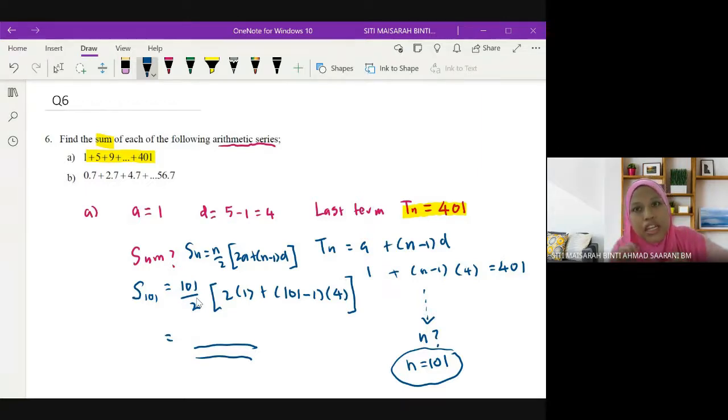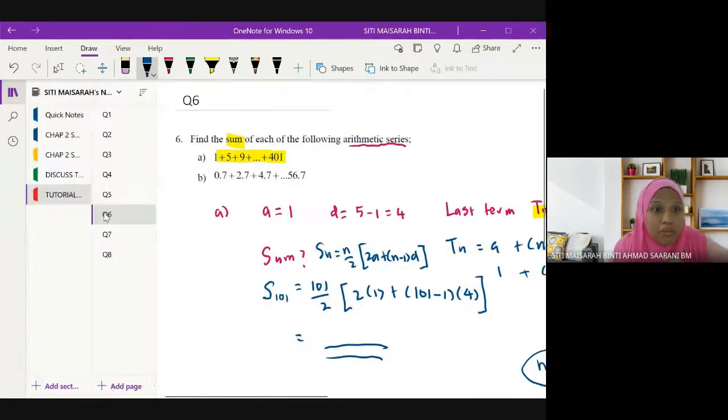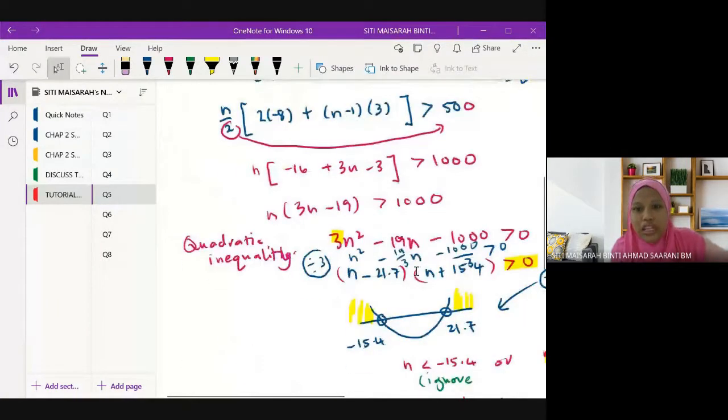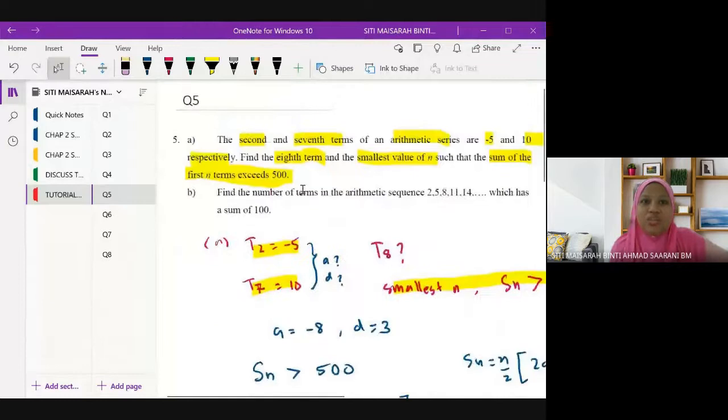Because dia ada sign inequality. Kalau let's say ada tukar soalan dia. Kalau soalan 5 ni, dia boleh tukar. Dia bagi kat sini, sum of the first n term exceed 500. Dia boleh bagi jadi exactly. Kalau exactly 500 maksudnya dia akan jadi equal. Kalau equal tak logik lah soalan ni sebab dia dapat point dua-dua end dia. So dia kena tally jugalah. Dia boleh jadi at least. Kalau at least, more or equal, dia lain pula. Jadi depend dia punya sign dia juga. Okay.